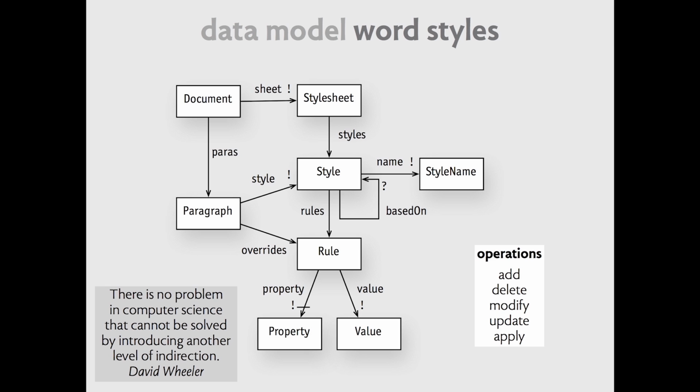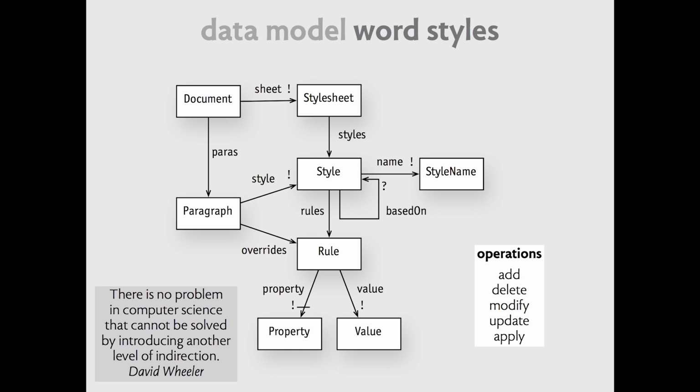And it's an example of David Wheeler's observation that there is no problem in computer science that cannot be solved by introducing another level of indirection. Now, people often don't know that his quote actually had a second half, which was, and that always introduces new problems of its own. And in fact, there are many problems associated with styles, which I'm happy to discuss with you offline.